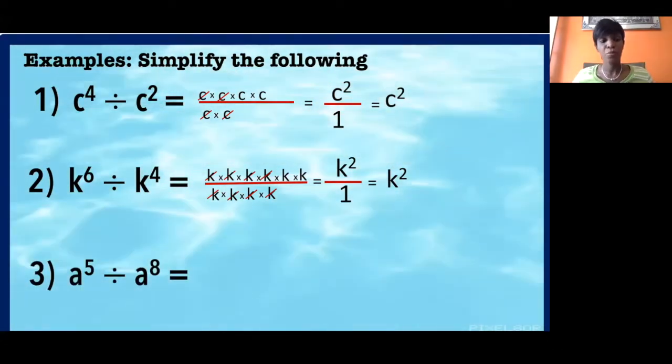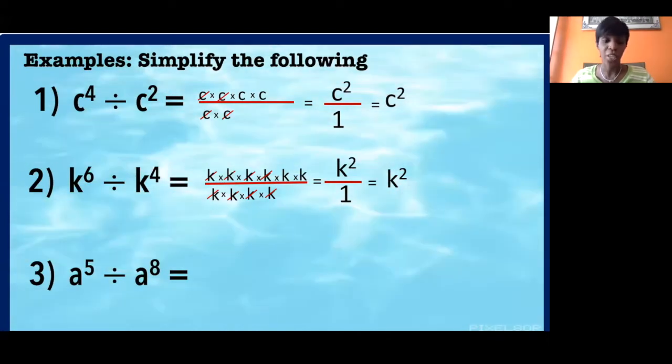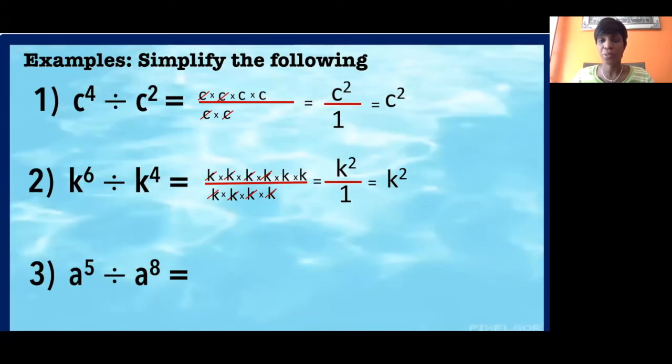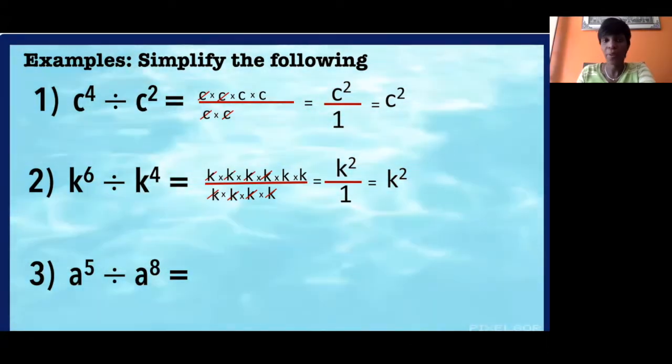Okay, remember the rules. So first we set up as a fraction. Then we're going to write our A's on top and our A's on the bottom, and then we're going to do our canceling out. Okay.